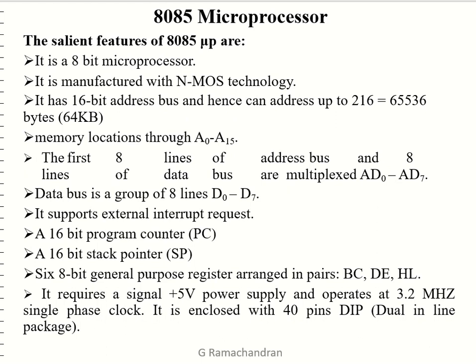8085 microprocessor. 8085 is an 8-bit microprocessor designed by Intel, and it was introduced in 1977 with NMOS technology. It has the following configuration. It has an 8-bit data bus, a 16-bit address bus, which can address up to 64 KB, a 16-bit program counter, a 16-bit stack pointer, and six 8-bit registers arranged in pairs.